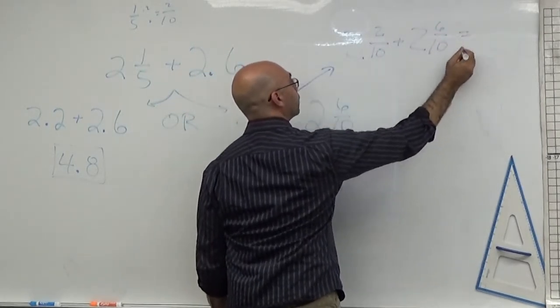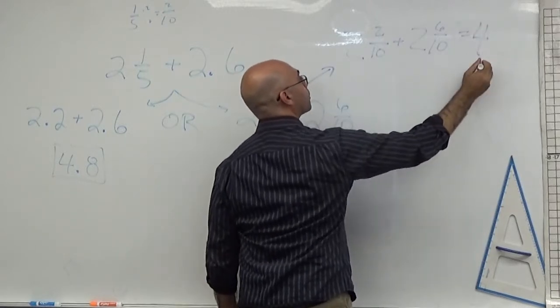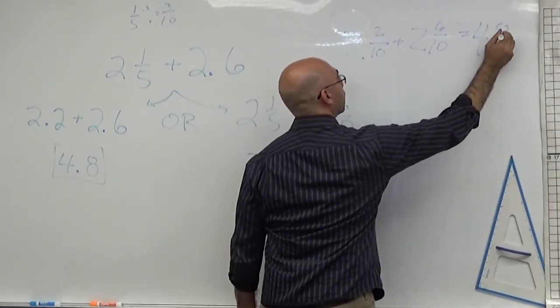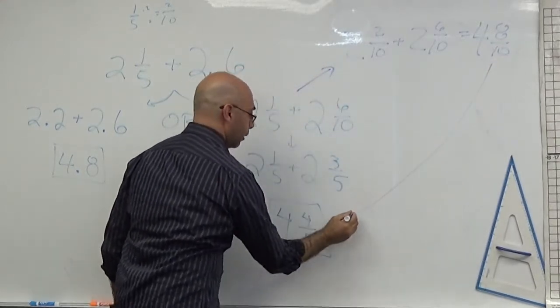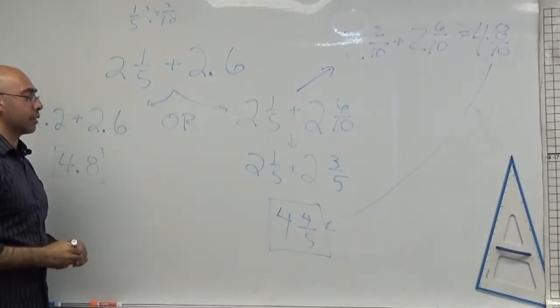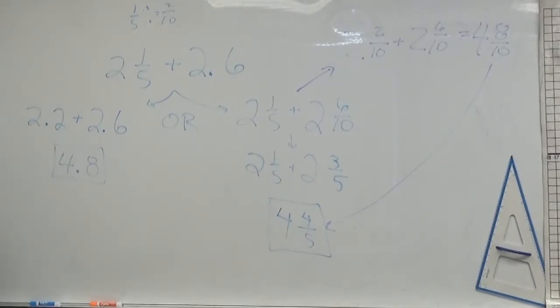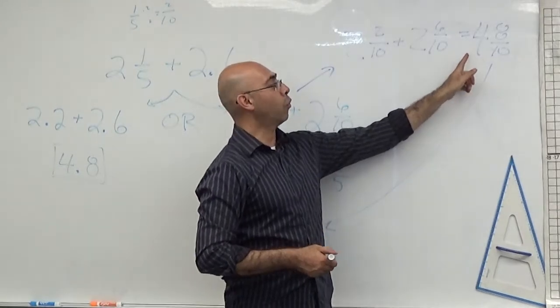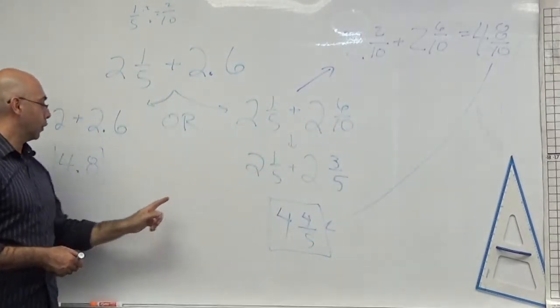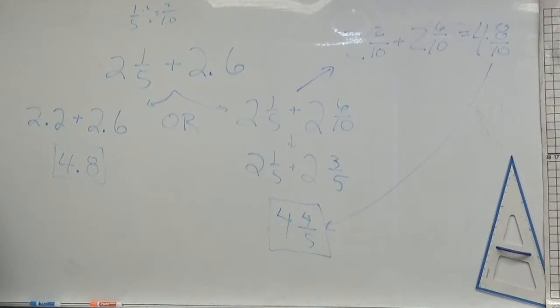What's 2 plus 2? 4. 6 plus 2? 8. 4 8/10. But when I reduce it, 4 4/5. And isn't 4 8/10 just 4.8? Which is what I have over here. There you go. So you have many options.